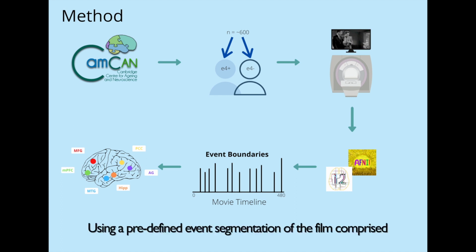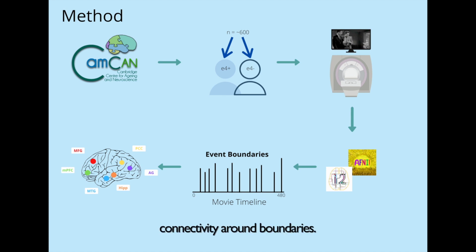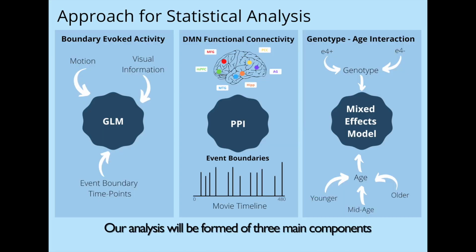Using a predefined event segmentation of the film comprised of the 12 most salient event boundaries, we will test for differences in hippocampal responses to event boundaries and differences in default mode network functional connectivity around boundaries. We will select regions of interest from the default mode network and the hippocampus. Our analysis will be formed of three main components.